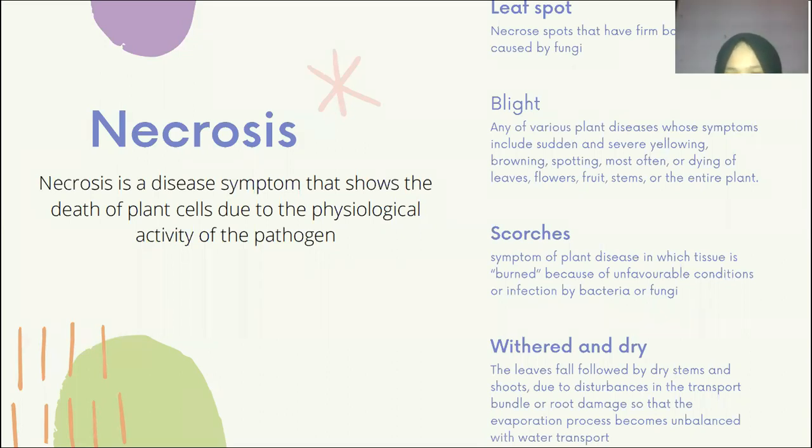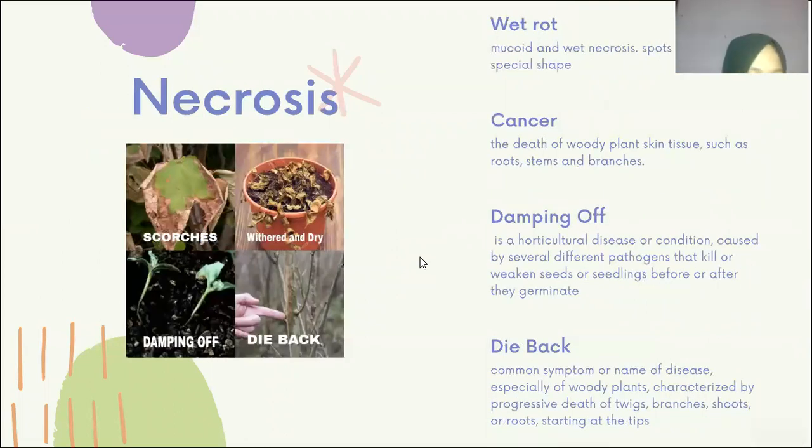3. Scorches. Symptom of plant disease in which tissue is burned because of unfavorable conditions or infection by bacteria or fungi. 4. Withered and dry. The leaf fall followed by dry stem and shoots due to disturbance in the transport bundle or root damage, so that the evaporation process becomes unbalanced with water transport. 5. Wet rot. Mushy and wet necrosis spots that don't have a special shape. 6. Cancer. The death of woody plant skin tissues such as root, stem, and branch.